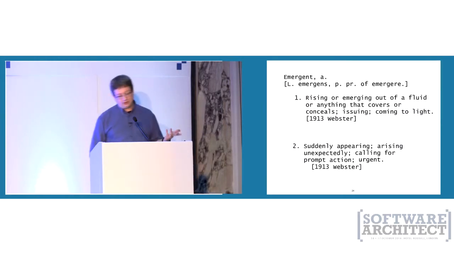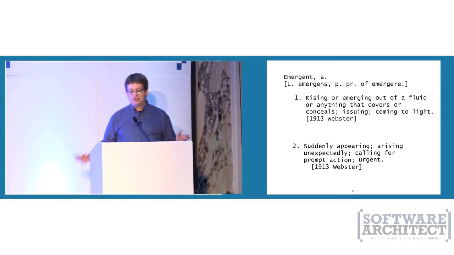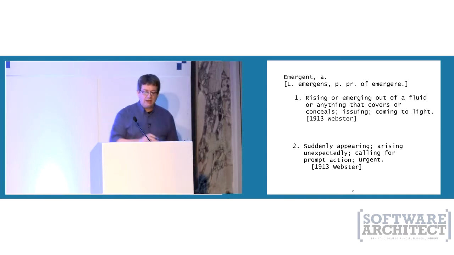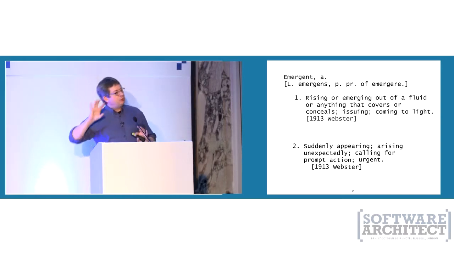So I should give a definition. The Webster Dictionary says that something is emergent if it rises out of something that covers or conceals it, or comes to light. And a second definition says something suddenly arising or suddenly appearing, arising unexpectedly, and calling for prompt action. These two definitions loosely correlate to the two different aspects of emergent design I want to talk about.